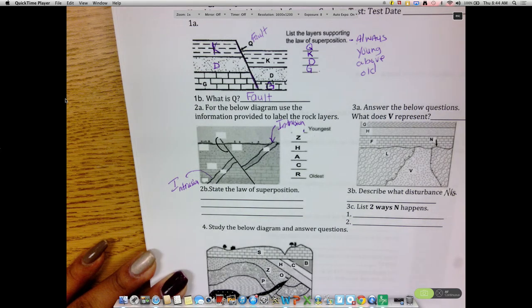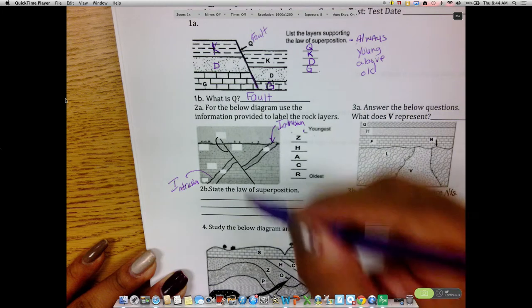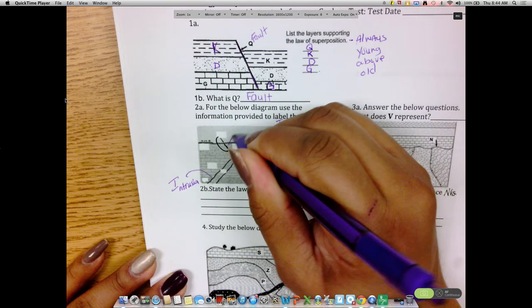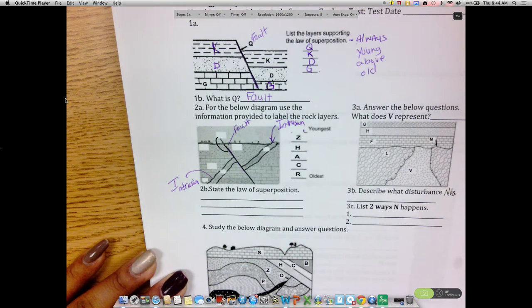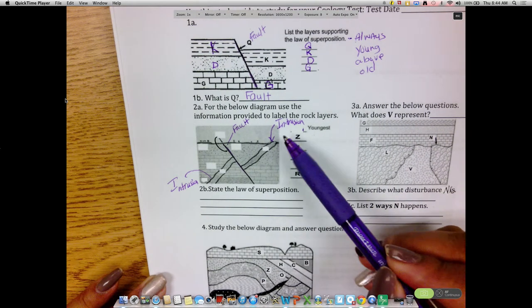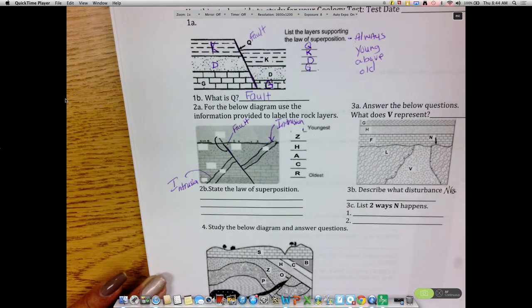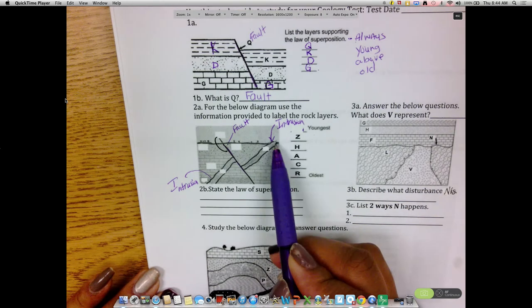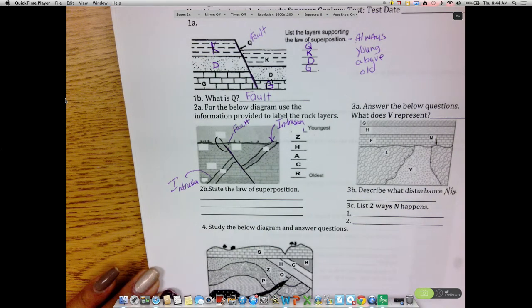And do we have a fault? What is it? Very good. This line right here, and we can label that a fault. So again, intrusions and faults, or features and events, are always younger than the layers affected. So any layers that they affect are going to be younger than those layers. Let me ask you this before we move on. Is the intrusion older or younger than the fault? Think about it. Savani, you say younger. Why? So you're telling me that the intrusion came after the fault if you say it's younger. Kenesha.